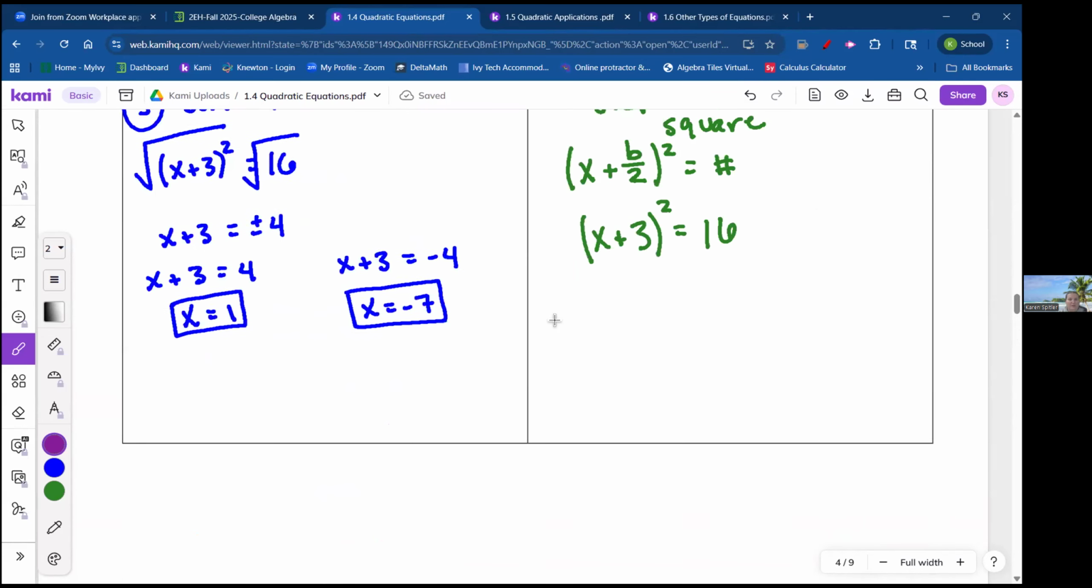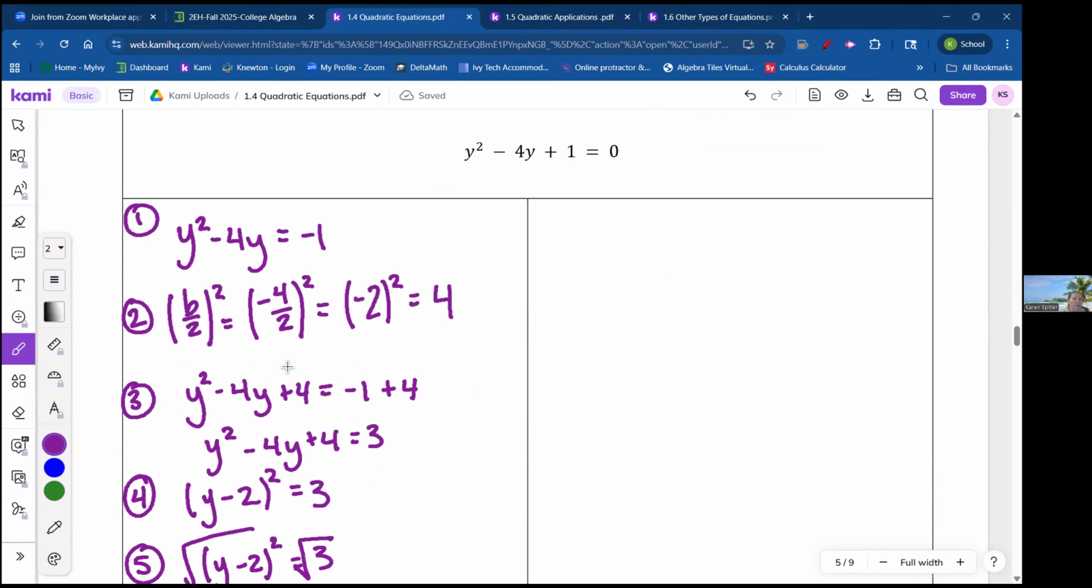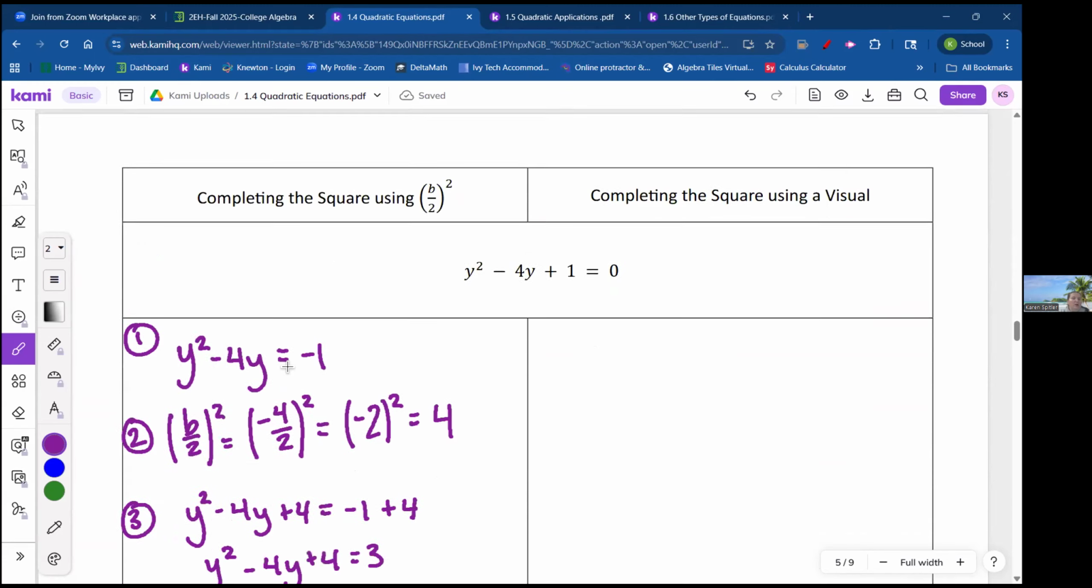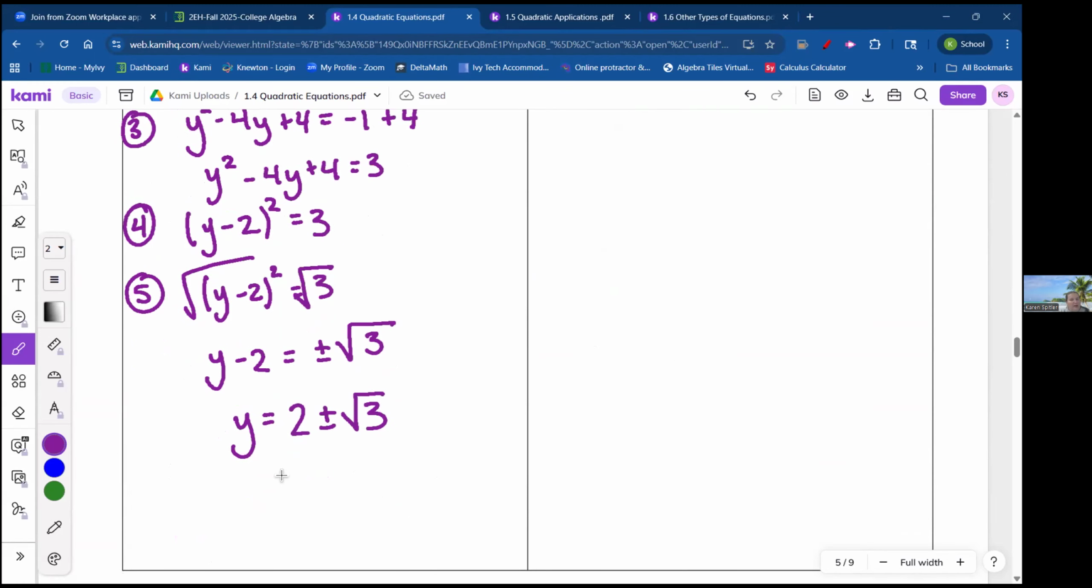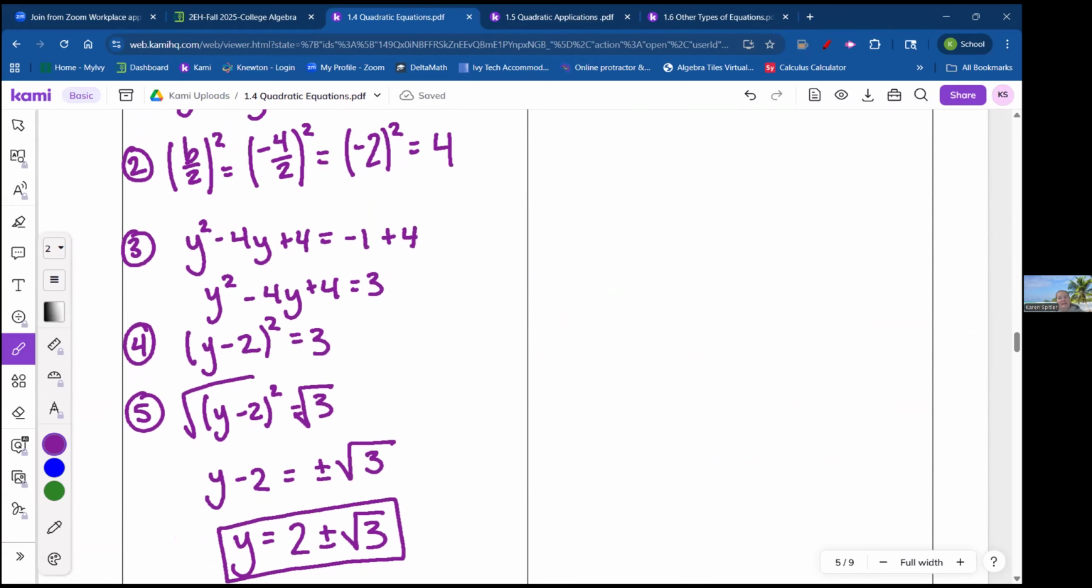Whereas with this first one, I had the perfect square root of 16, which was the actual number 4, and then I separated it into 2 problems and did it that way. Those are called rational roots. When you have irrational roots, like with the radical, you do not have to separate them. So your answer, you can just leave as 2 plus or minus the square root of 3. Do not give me decimal answers. Leave them as exact answers. Exact answers are things you do not have to round.